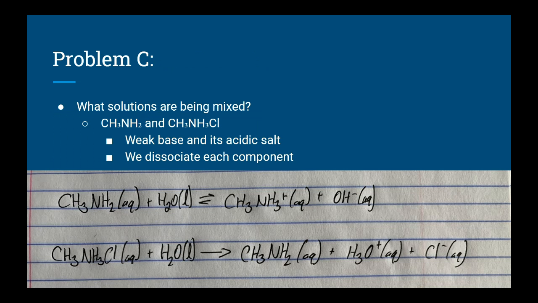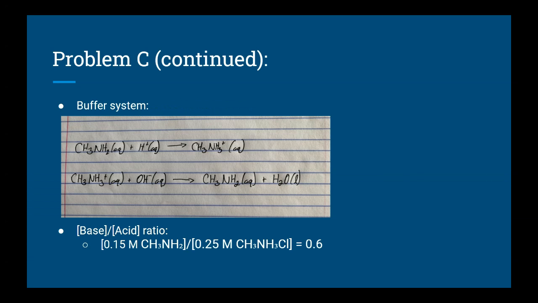For problem C, we once again start out by determining the solutions we are mixing, these being methylamine and methylammonium chloride. Methylamine is a weak base and methylammonium chloride is an acidic salt. We can now dissociate both and notice that methylamine produces its conjugate acid when dissolved in water, and the methylammonium chloride produces methylamine when dissolved in water. We observe this buffer system and we can see that the methylamine neutralizes any added acid, since it's the base, while the methylammonium ion neutralizes any added base, as it is the conjugate acid.